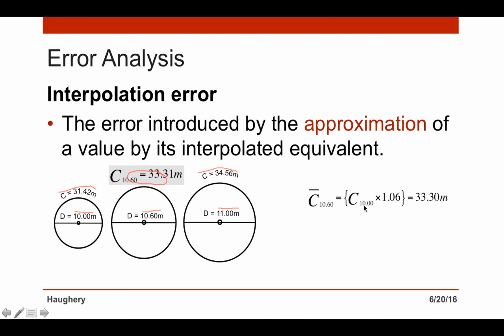So we'd calculate the circumference of the 10 meter circle times 1.06. We get 33.3, 33.1, depending how we round. In reality, that is negative 0.03% off. Now, a negative 0.03% is very small, right? Possibly, but we still want to see that we have that error, because we approximated a value.